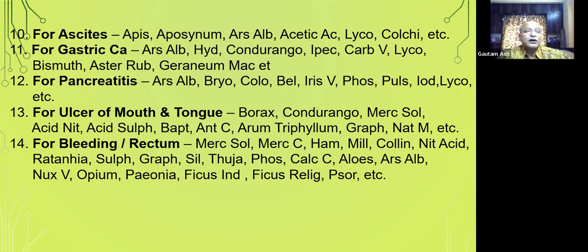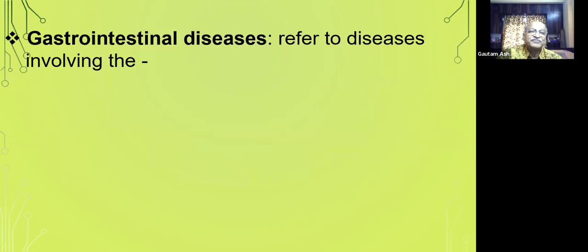For bleeding per rectum, this is also a case where Mercurius sol, Mercurius cor, Hamamelis, Millefolium, Collinsonia, Ratanhia, Sulphur, Graphites, Thuja, and Phosphorus, all these medicines are very, very commonly used. So these are certain groups of medicines which are given for the most common GI conditions, but I'm not going into the indications. If required, we will come to them later and at last.